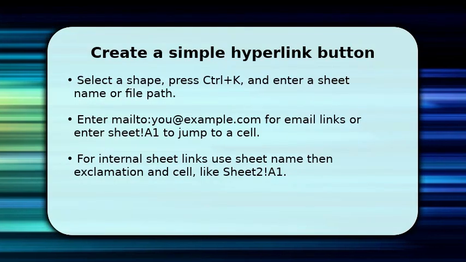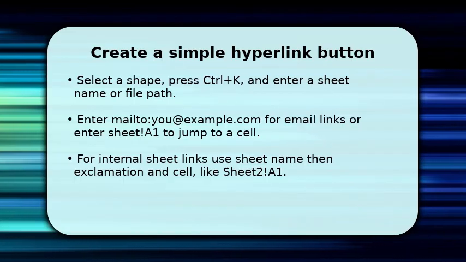Start by inserting a shape from Insert Shapes and adjust its size and text label. Select the shape and press Ctrl+K to open the Insert Link dialog quickly. To jump to a worksheet cell, type Sheet 2, A1 in the address field and click OK.